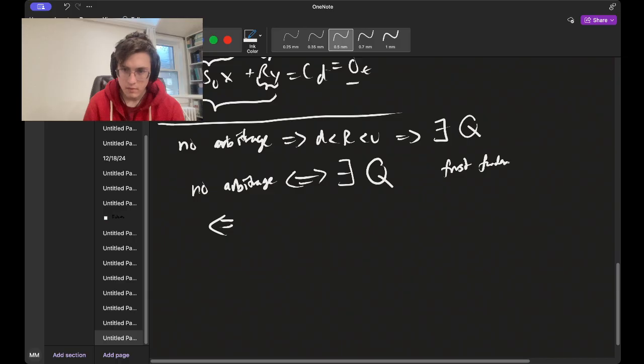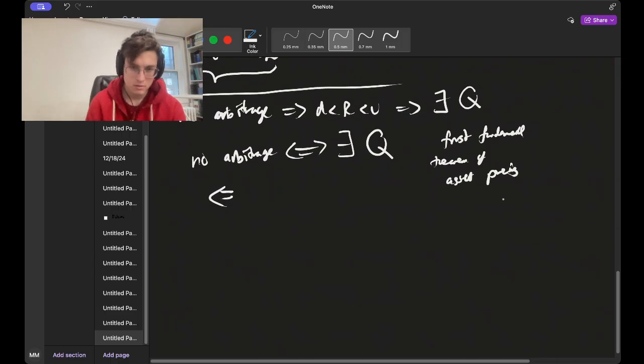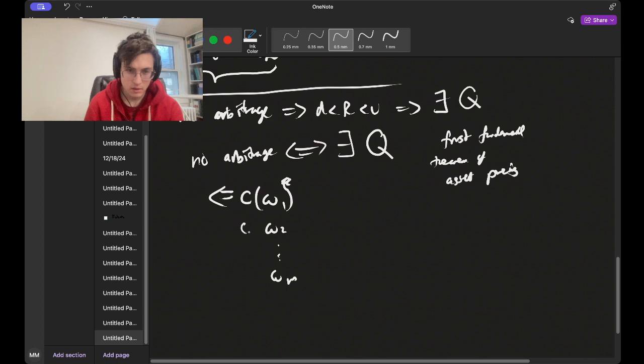First fundamental theorem of asset pricing. And just to show you the backwards direction, suppose there exist risk neutral probabilities Q. So here we have a bunch of states, omega 1, omega 2, all the way to omega m, and each of them has a payout associated with it: C of omega 1, C of omega 2, C of omega m. And we're also given that there's a risk neutral probability associated with each of these.